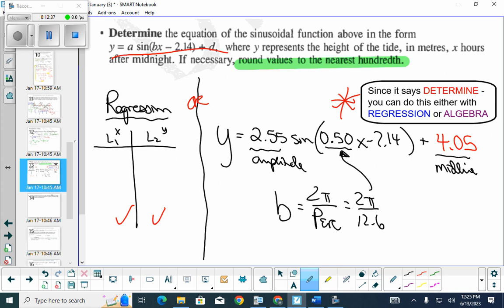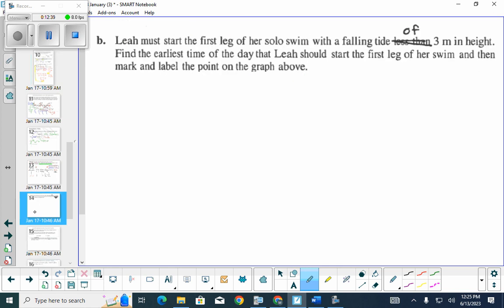Yep. Okay. Leah must start the first leg of her solo swim with a falling tide of 3 meters in height. What does it mean by a falling tide? It means the level of the water is going down. So they would have to describe that for you in the question. They would say a falling tide is when the height of the water is decreasing. A rising tide is when the height of the water is increasing.